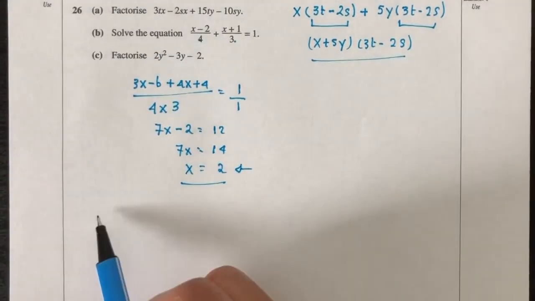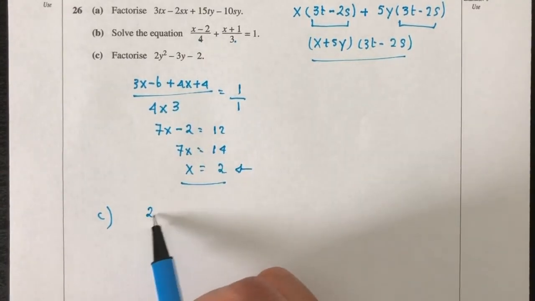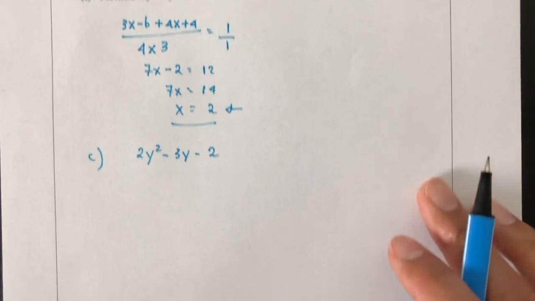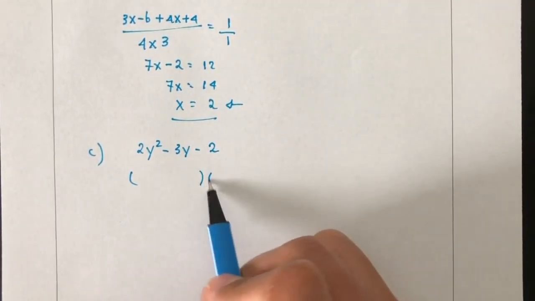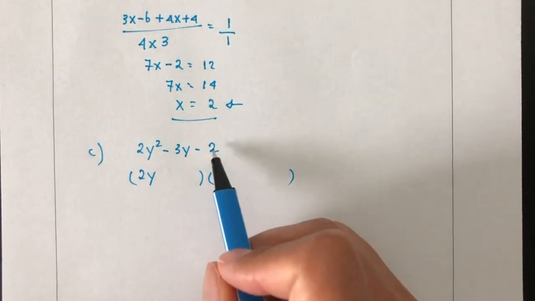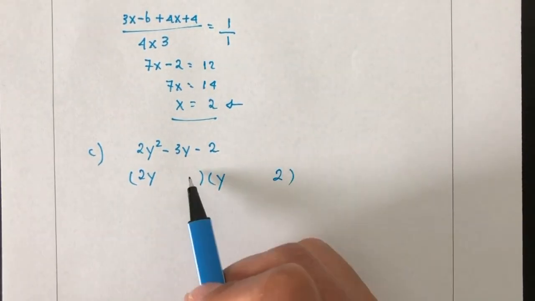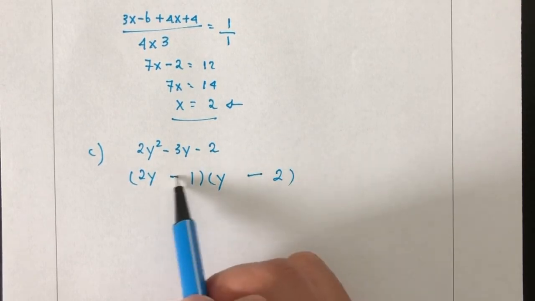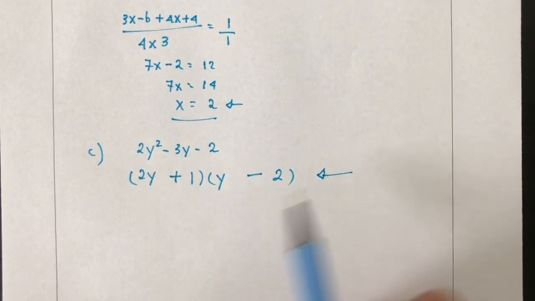Now for part C, factorize this one, which is 2y squared minus 3y minus 2. So pretty easy. We have 2y times y. 2 is 2 here, and 1. So to get minus 3, it has to be minus 4 plus 1. That will be your answer.